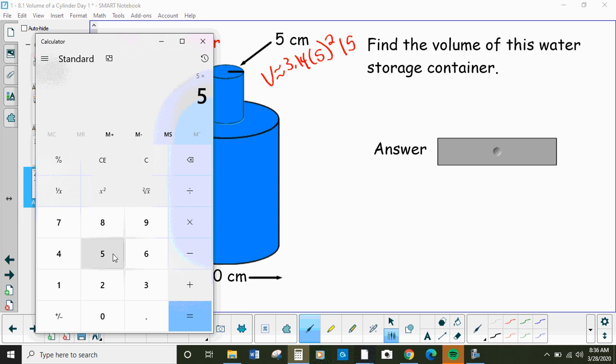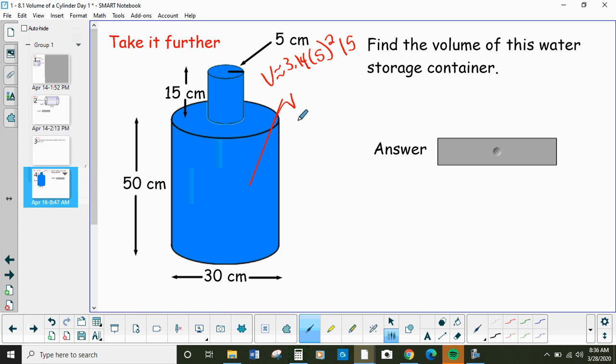I do my radius squared first. That's 5 times 5, right? Not 5 times 2. Then I can multiply by pi. Then I can multiply by 15. And I should get about 1,177 and 5/10. So that's the volume for the small cylinder. So the volume for the small cylinder is going to be about 1,177 and 5/10 what? Centimeters cubed.